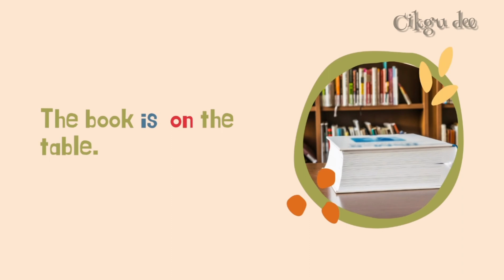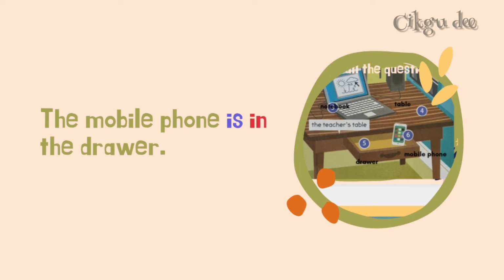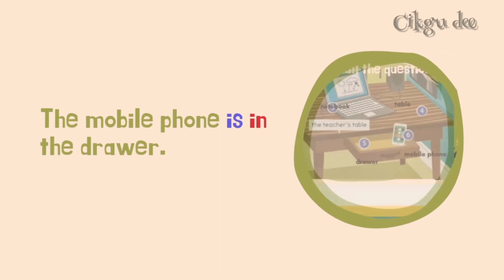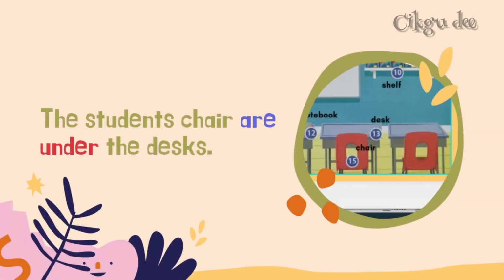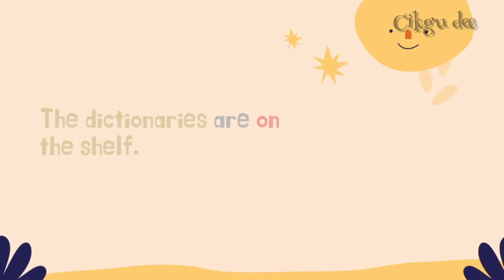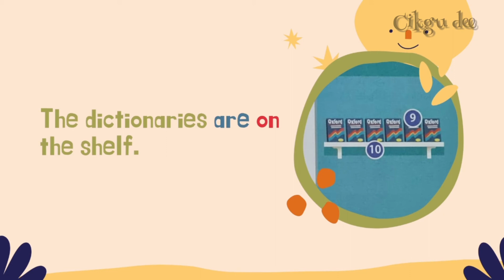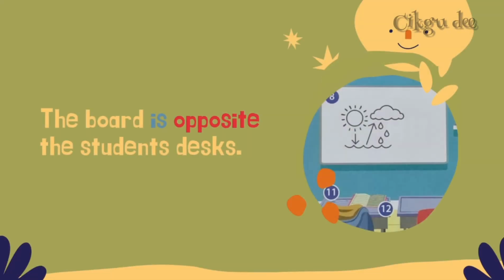Okay, children, look at the picture and please repeat after me. The book is on the table. The mobile phone is in the drawer. The student's chair is under the desk. The dictionaries are on the shelf. The board is opposite the student's desk.